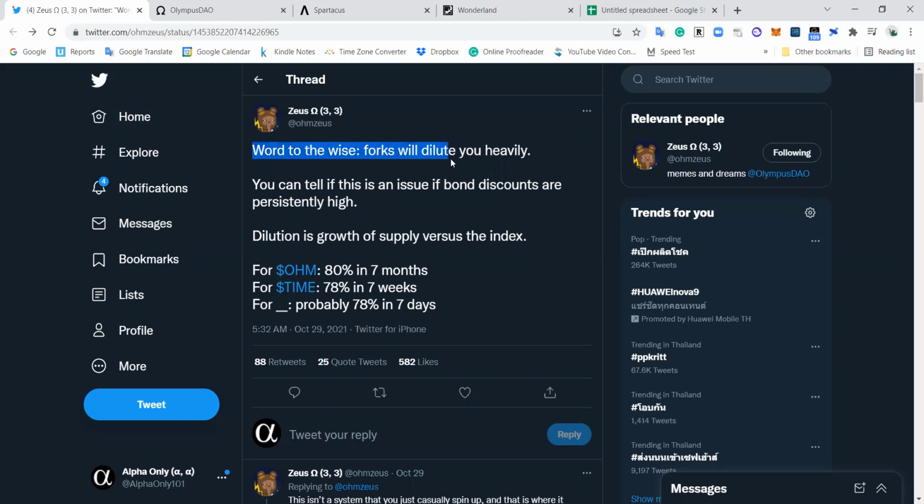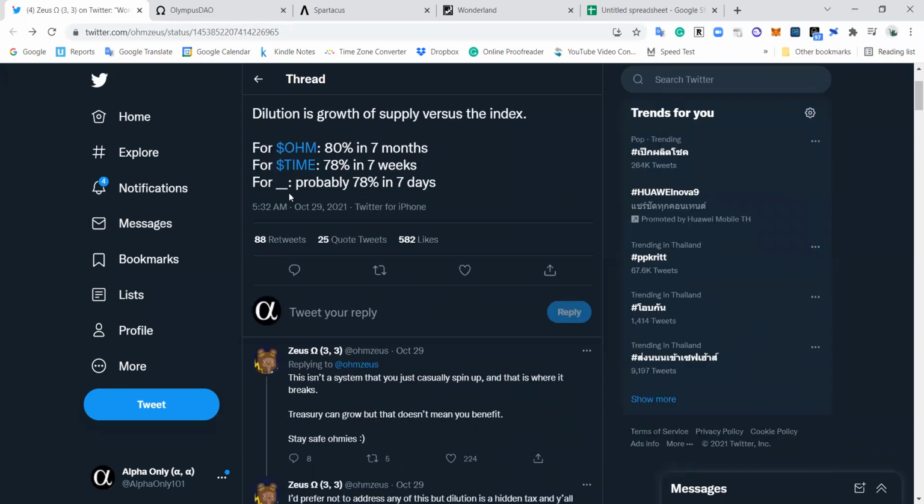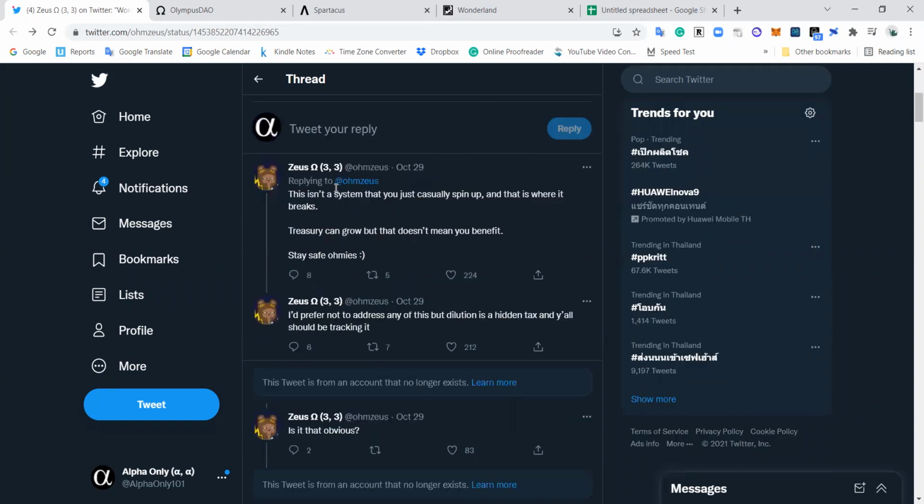Word to the wise, forks will dilute you heavily. You can tell if this is an issue if bond discounts are persistently high. Dilution is growth of supply versus the index. For Ohm, 80% in 7 months. For Time, 78% in 7 weeks. For Pro, probably 78% in 7 days, right? Meaning another Olympus DAO fork. Treasury can grow, but that doesn't mean you benefit. Ooh, okay, that's interesting.